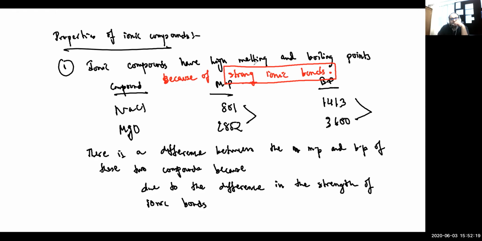Then we have to study why there is a difference between the melting and boiling point of these two compounds. That's because due to the difference in the strength of ionic bonds.